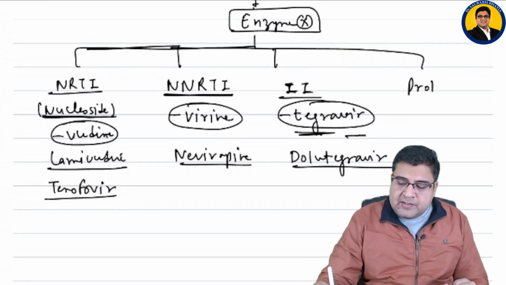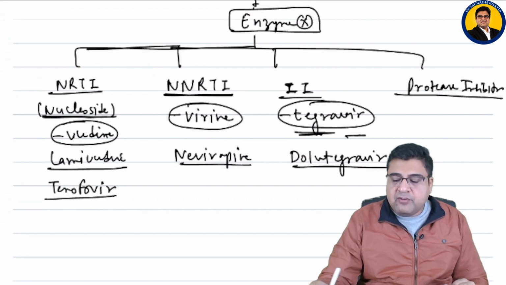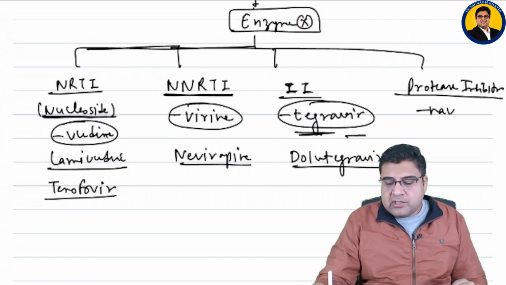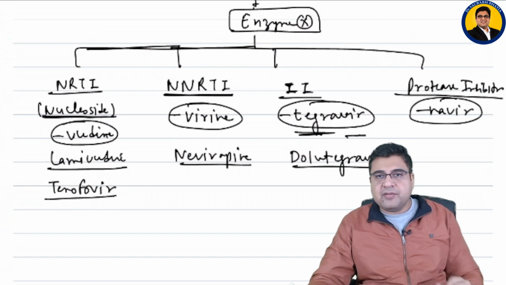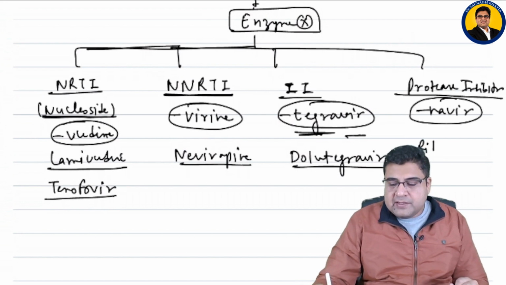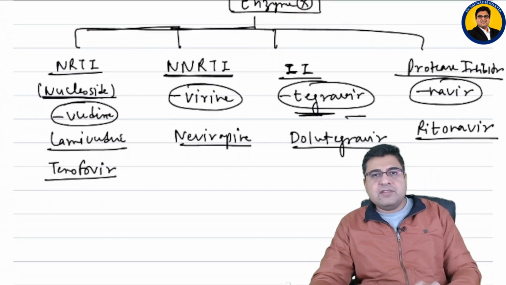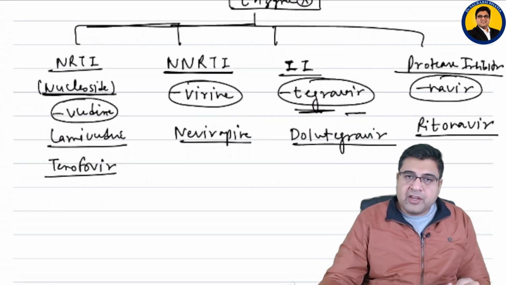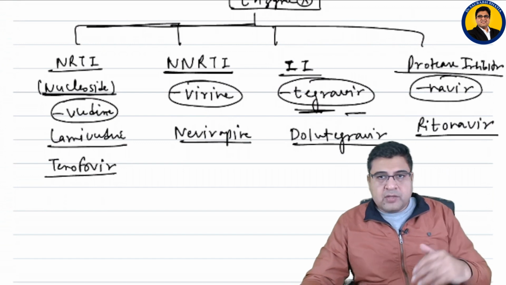The last group of medicines are known as protease inhibitors. We have one more enzyme inhibitor, we call them protease inhibitors, and all these medicines end with the word navir. So all medicines which end with the word navir are protease inhibitors. One classical example of the drug is ritonavir. So ritonavir is the drug which is considered a protease inhibitor. Right? Now guys, this is all about the special bonus tip.